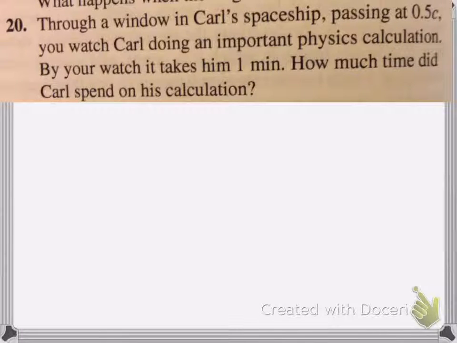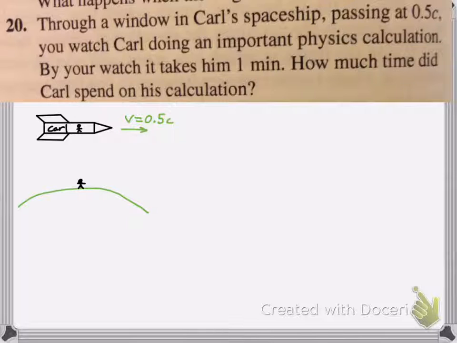So say there's Carl on a spaceship, and he's passing by at 0.5 c, which is half the speed of light. So that's how fast the spaceship is traveling. And you are on a planet, and you're watching Carl on his spaceship doing an experiment. That's you. And you look at your watch, and it takes 1 minute. So we'll say that delta t is 60 seconds. So how much time did Carl spend in his calculation?